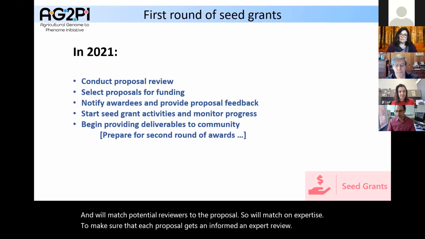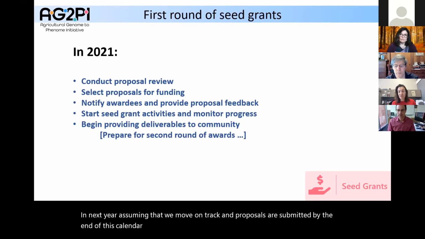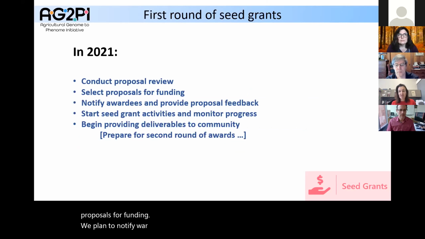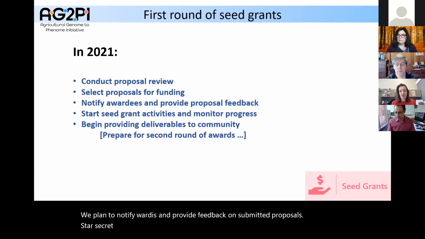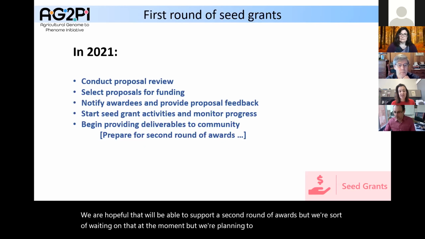Next year, assuming that we move on track and proposals are submitted by the end of this calendar year, we'll do the review process early next calendar year and select proposals for funding. We plan to notify awardees and provide feedback on submitted proposals, start grant activities and monitor progress. And as the seed award projects move forward, we'll provide deliverables back to the community. We are hopeful that we'll be able to support a second round of awards, but we're sort of waiting on that at the moment. But we're planning to have a second round if that's at all possible.